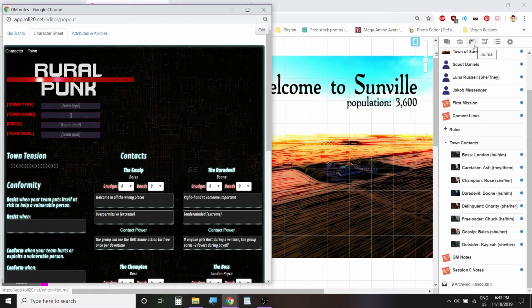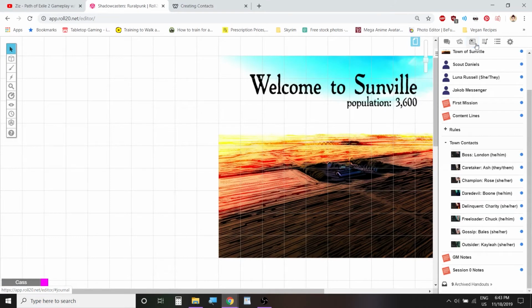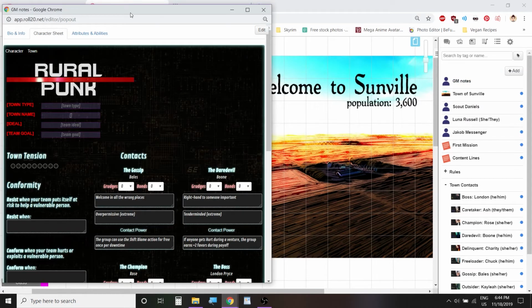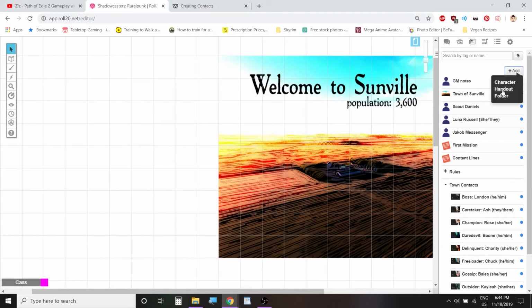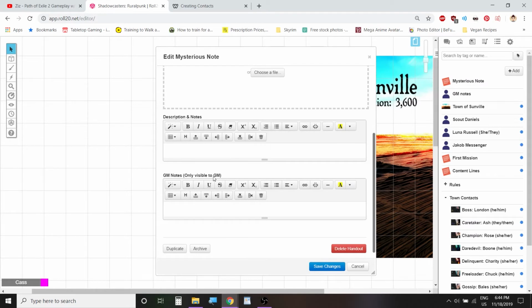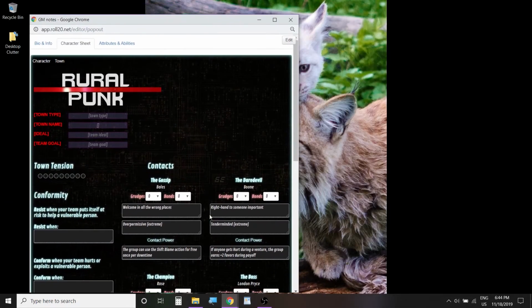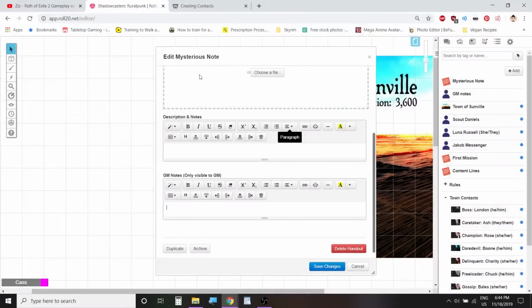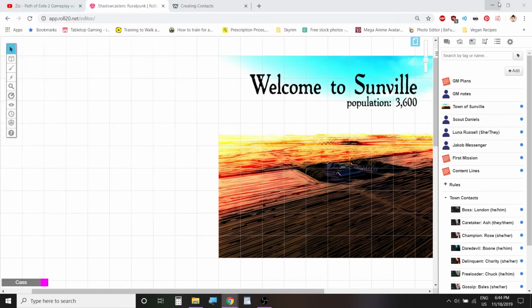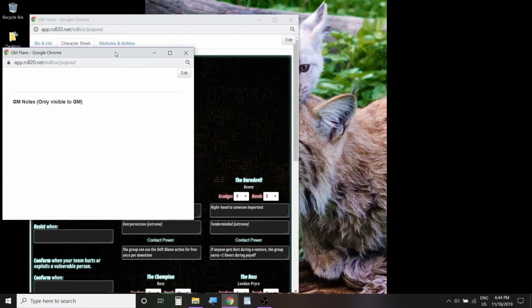So I'm going to create a new handout. Maybe. And, GM notes, let's just do it there. Nope, this is that. So add handout. And GM plans. Alright, so in the GM notes, let's take a look at what some possible missions could be for these people.